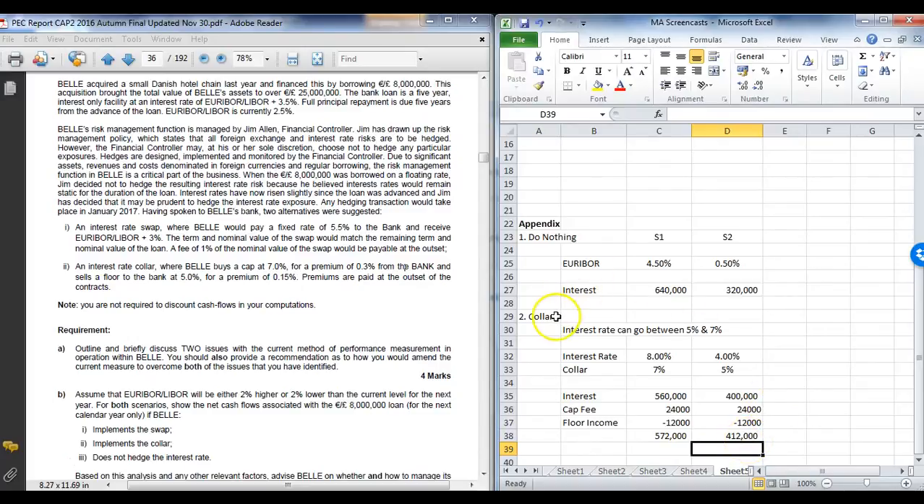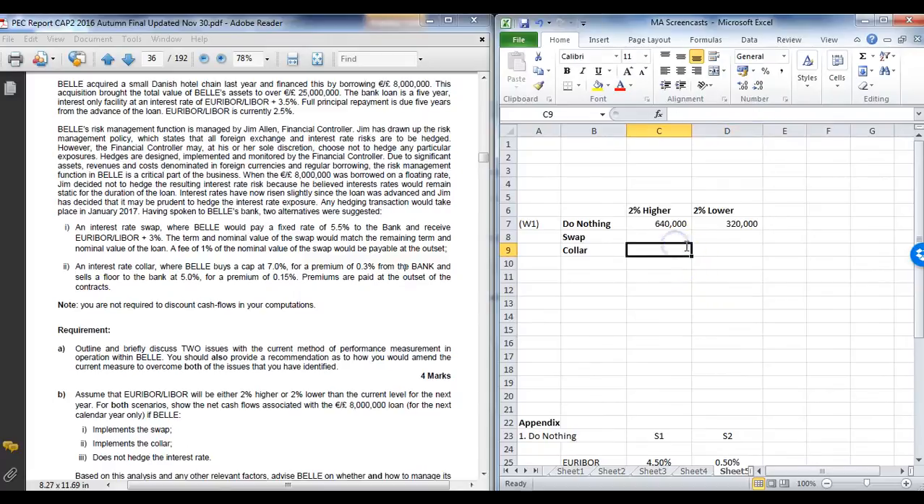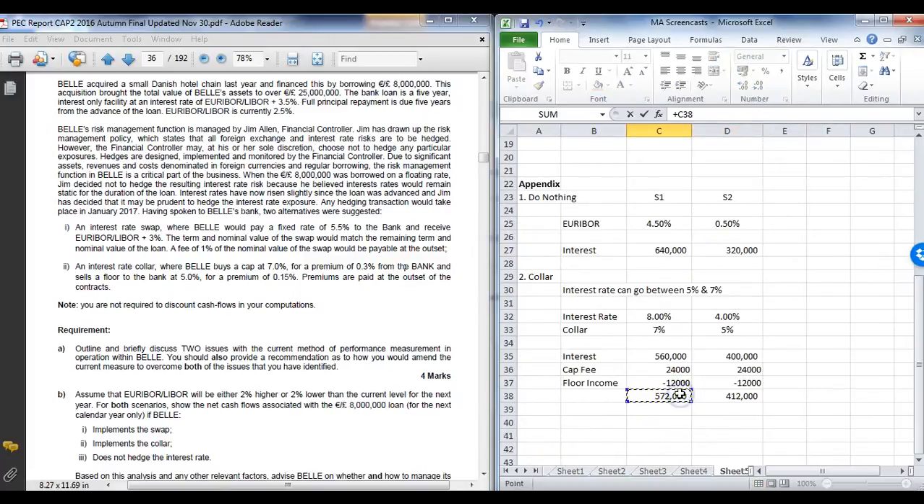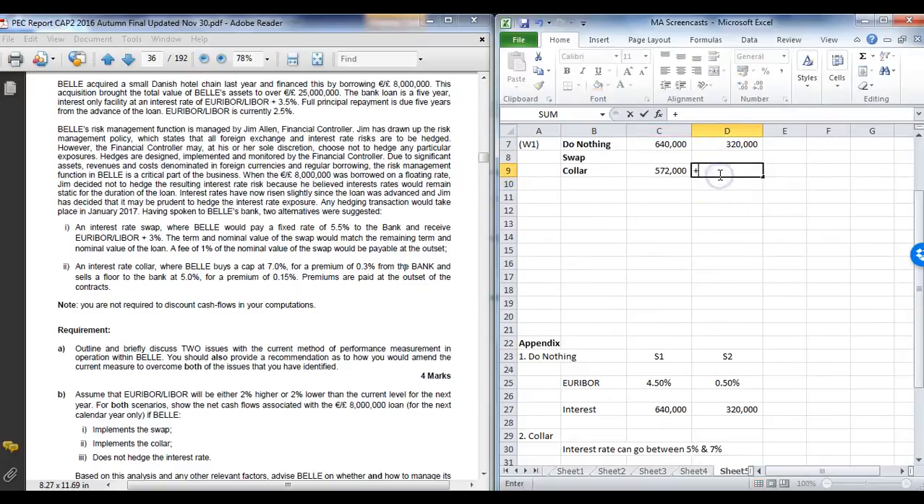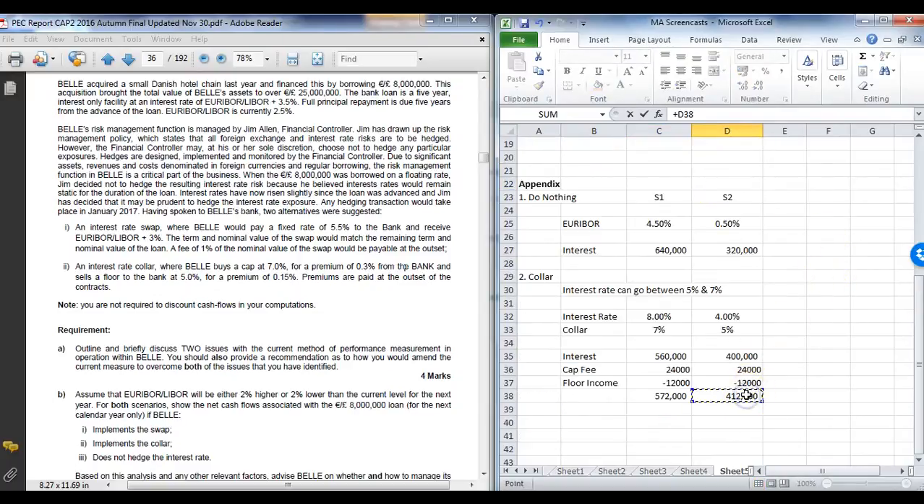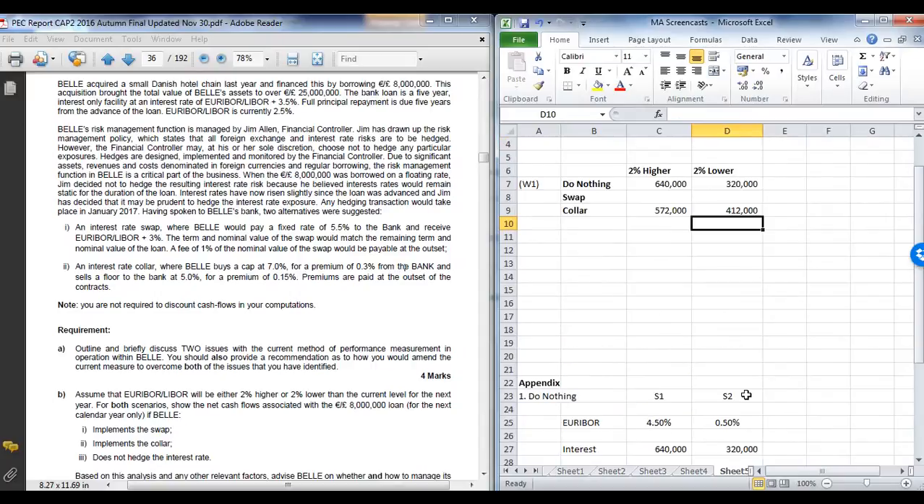So we can see, comparing here, the collar, in the worst case scenario we pay less interest, but in the good scenario we pay about 100 grand or 90 grand more interest than scenario 2. So there are pros and cons comparing and contrasting alternative 1 and 2. And don't forget to slot in 572 and 412. So, and I'll just cross-reference that, working 2. So now we've 2 of them done.